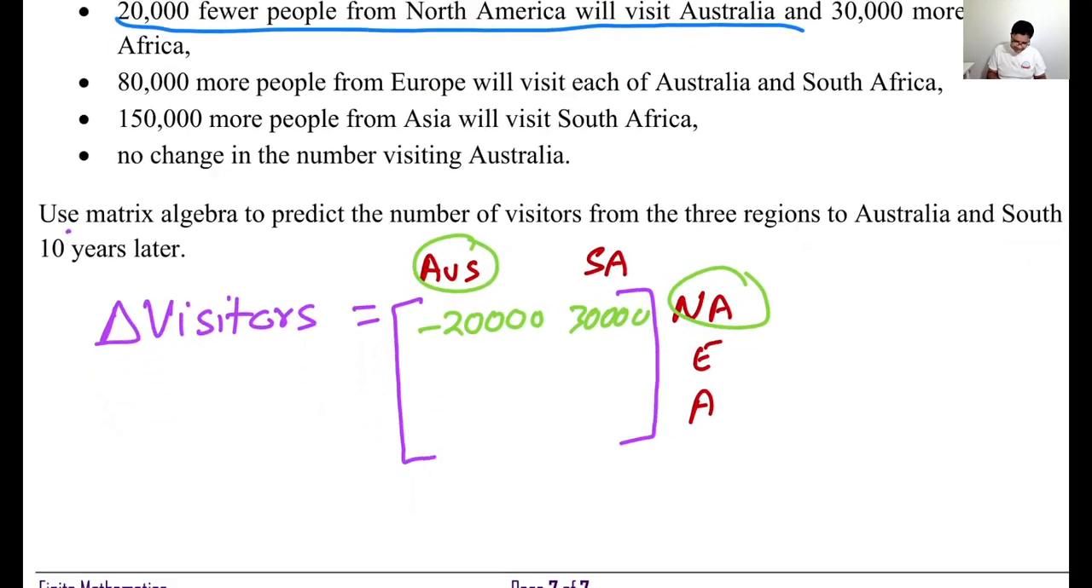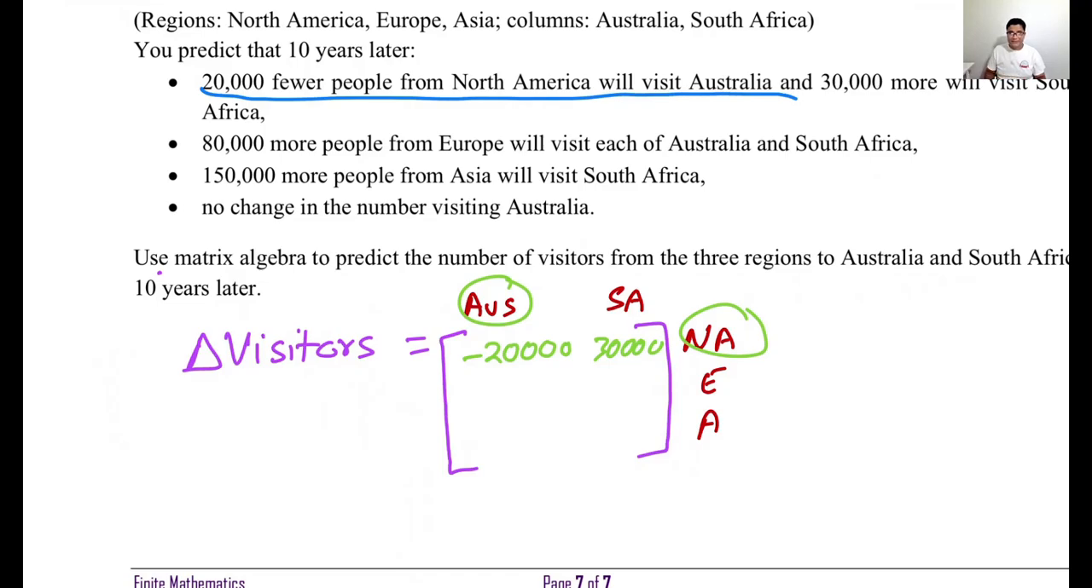Fill in the data similarly from the other predictions. For example, it says 80,000 more from Europe will visit both Australia and South Africa. So that will be 80,000 for Australia, 80,000 for South Africa. So the positive entry here means they are more, visiting. Negative means fewer people, less people visiting, right?